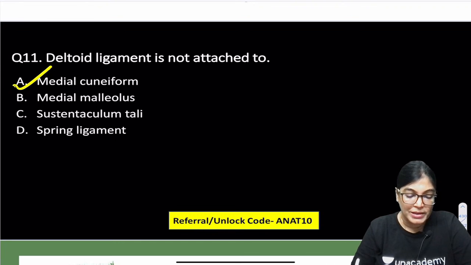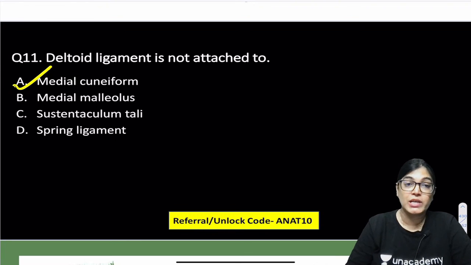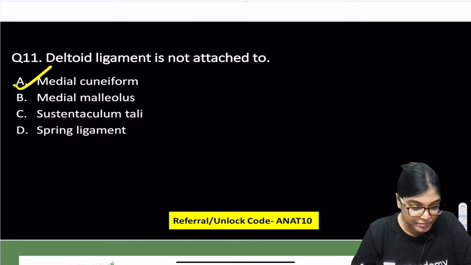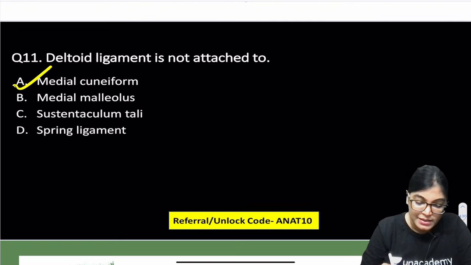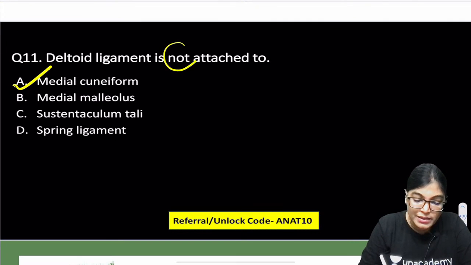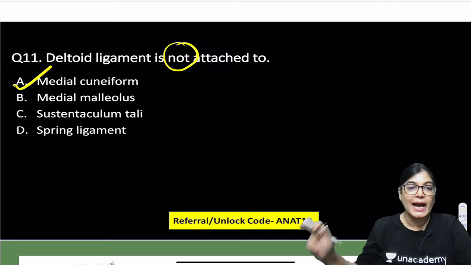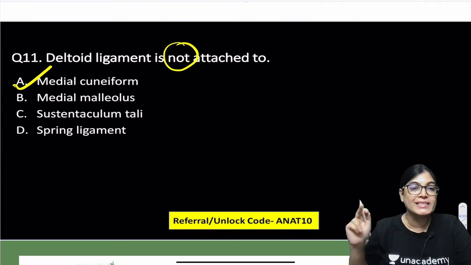Actually, deltoid ligament means which ligament? We are talking about the medial ankle ligament. Sarans, C, no dear. It is attached to the sustentaculum tali. The question is asking not attached to which of the following ligament. So medial cuneiform is right.